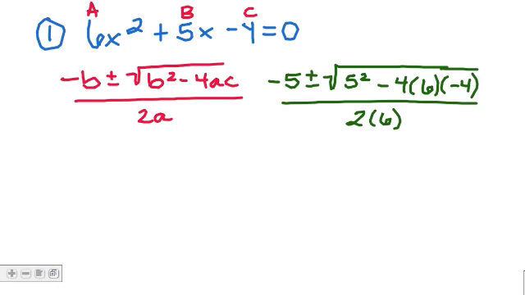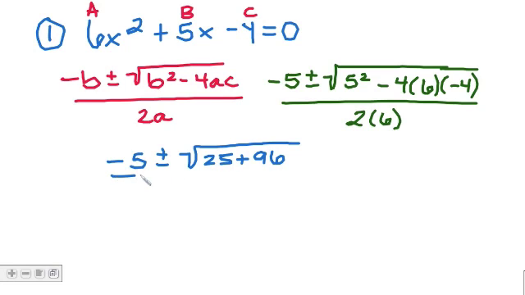Now we're going to go ahead and simplify this all the way down as far as we can at this point. So we have negative 5 plus or minus the square root. Well, 5 squared is going to be 25. Negative 4 times 6 times negative 4 is going to give you a negative 96, or a positive 96, excuse me, because a negative and a negative equals a positive. So we'll go ahead and just do that now. Divided by 12.